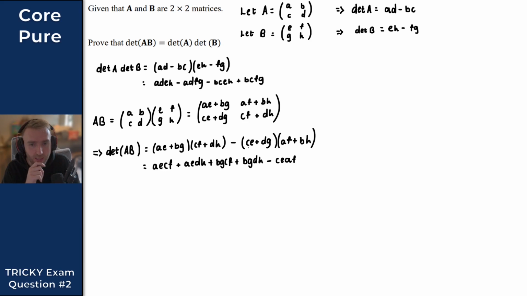Perfect. I've then got CE times BH. So I'm going to get minus CEBH. I then get DG times AF, and again, we'll take the negative of that. So minus DGAF. And then finally here, DG times BH. So again, this will be negative. So minus DGBH. Perfect.